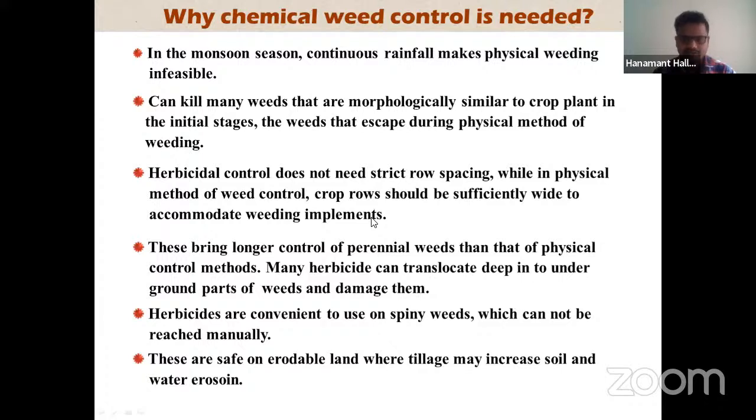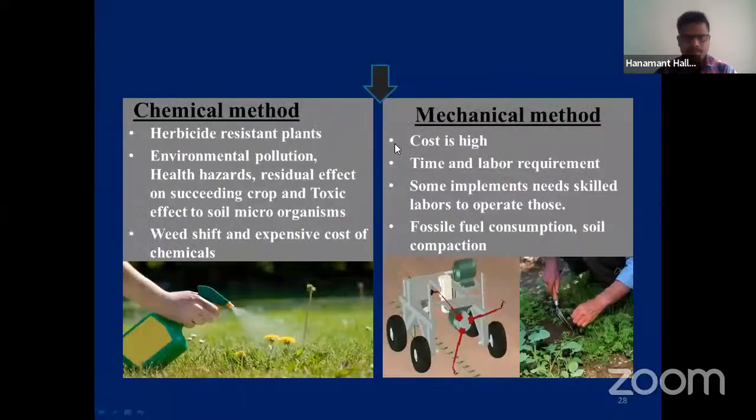on spiny weeds which cannot be reached manually. Then one more advantage is these are safe on erodible land where tillage may increase soil and water erosion. So these are the key factors. That's why we are forced to use the herbicides.